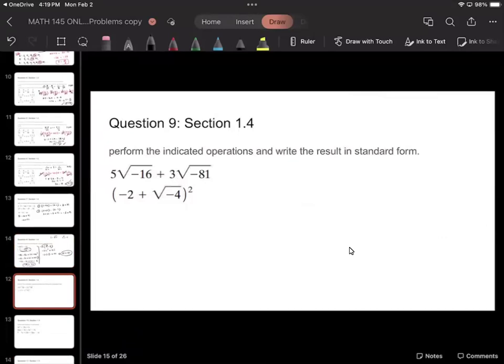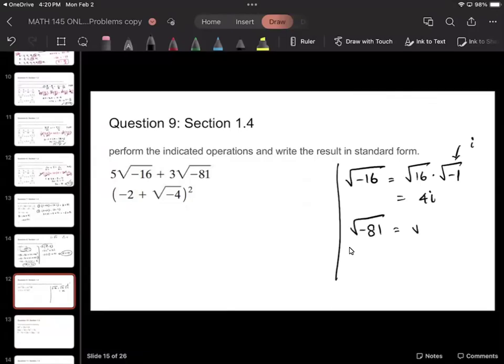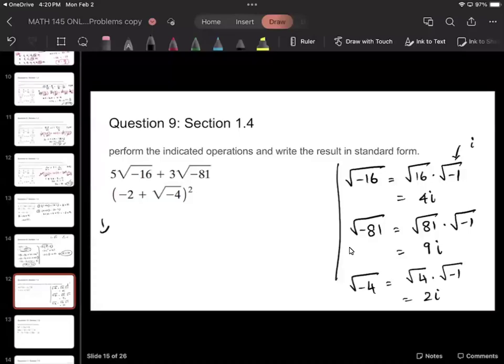So in this problem, you are supposed to first convert square root of negative 16 as square root of 16 times square root of negative 1, and square root of negative 1 is i and square root of 16 is 4, so this becomes 4i. Likewise, square root of negative 81 is square root of 81 times square root of negative 1, so this becomes 9i. Square root of negative 4 becomes 2i, right? So now, knowing this, let's go ahead and attempt the two problems.